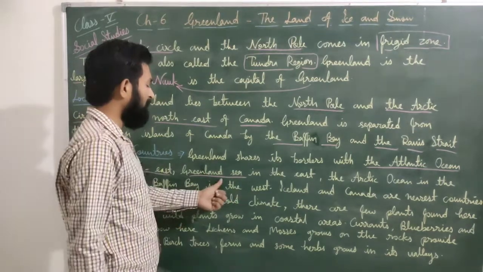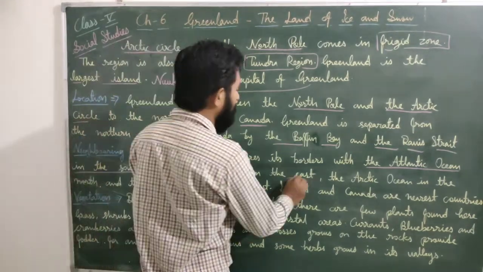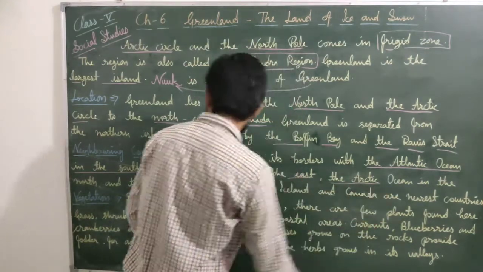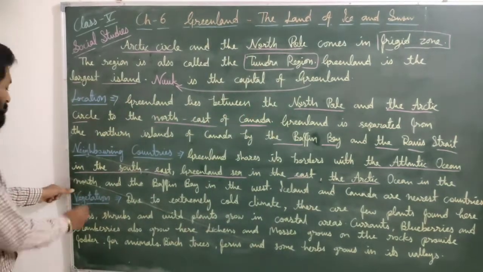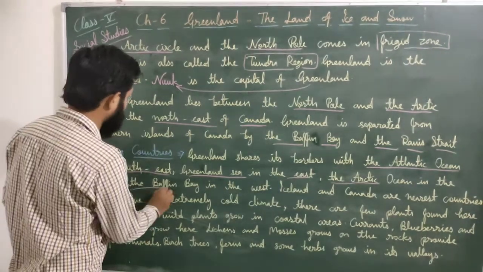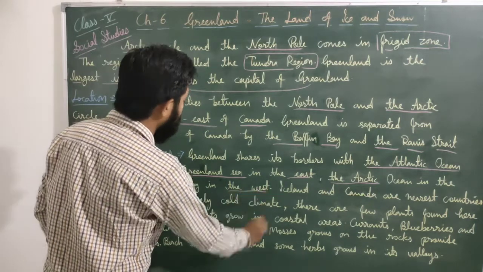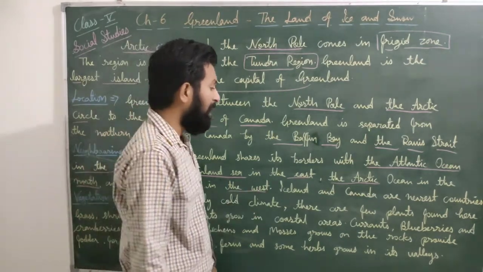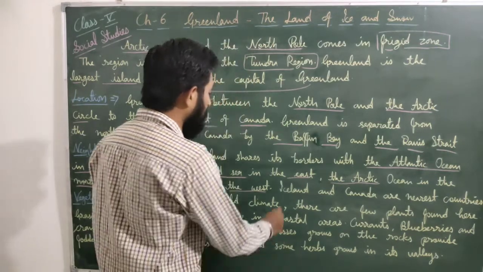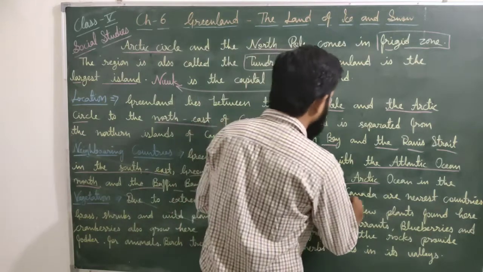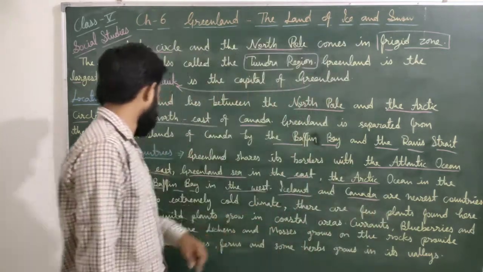In the east, which place is there? Greenland Sea. The Arctic Ocean in the north, and Baffin Bay in the west. And Iceland and Canada are the nearest countries. If anyone asks about the nearest countries of Greenland, then you can say that Iceland and Canada are the nearest countries.